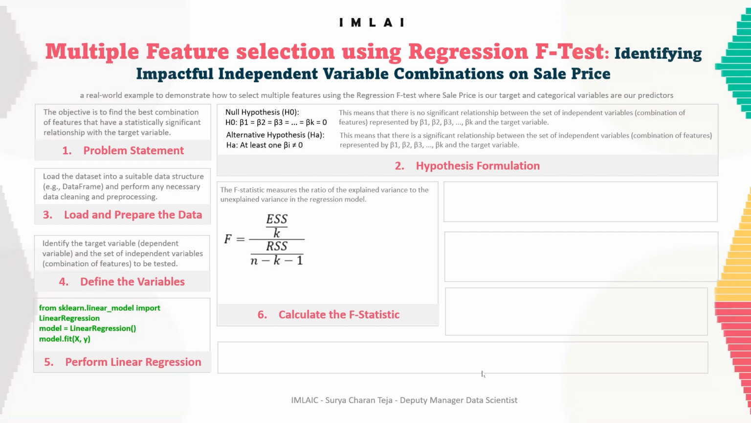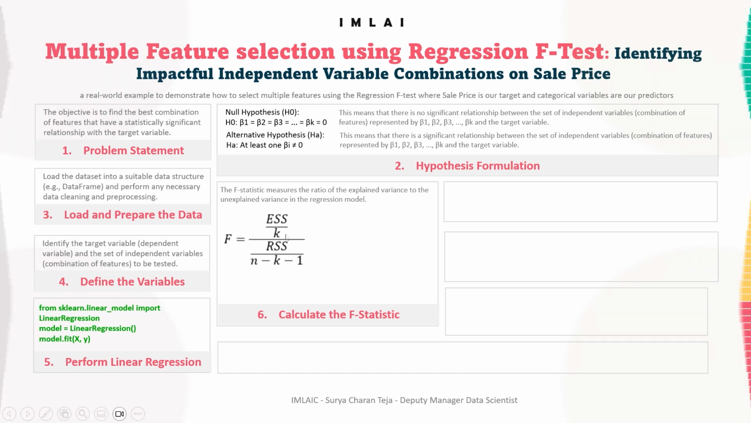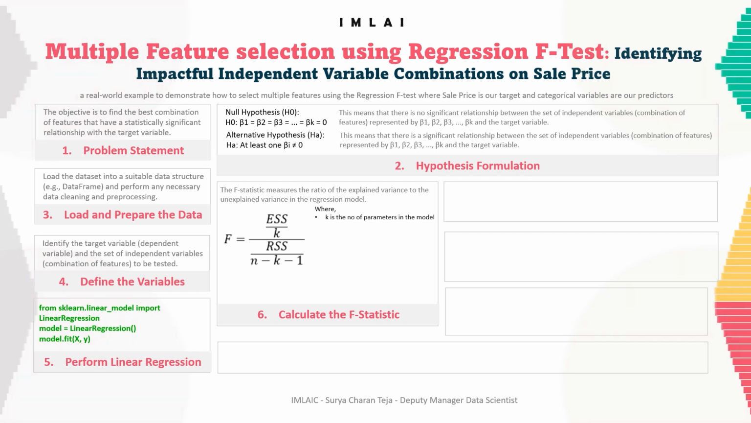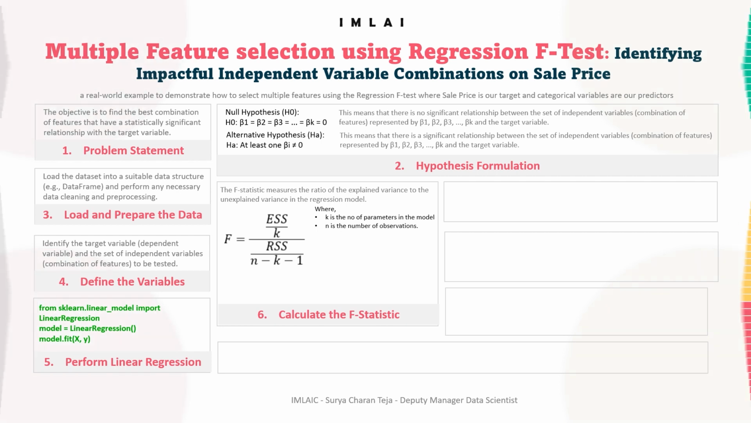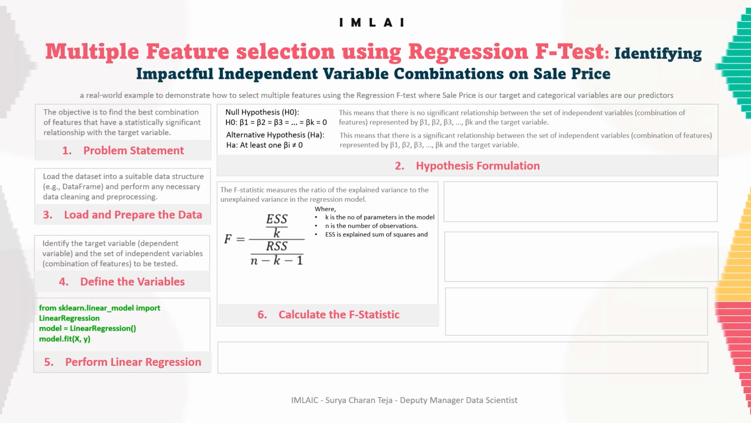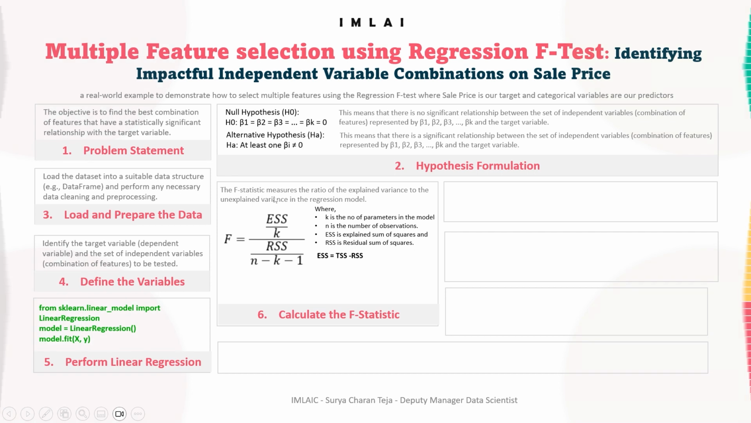Okay, so it is explained sum of squares (ESS), the explained variance, relative to the unexplained residual, which we call unexplained variance, divided by k, and this is n minus k minus 1. Here k is the number of parameters in the model, and small n is the number of observations. ESS is the explained sum of squares, and RSS is the residual sum of squares. ESS can be calculated from the total sum of squares minus RSS, that is, the residual sum of squares.